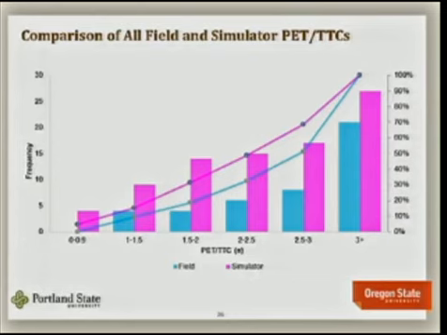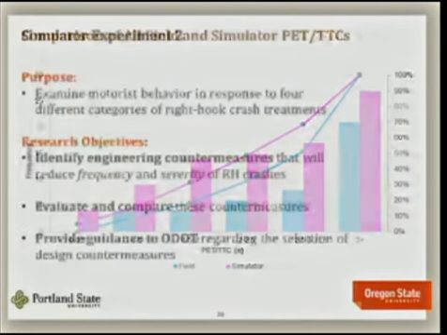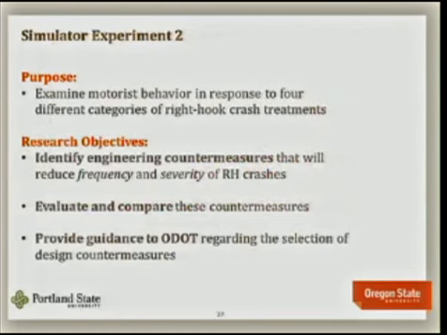So in the simulator, you see, there are more frequent observations than we saw in the field, but the shape of the distribution of those time to collision values was similar, and from our statistical tests, we determined that they were comparable. So we were quite satisfied that the behavior in the field was a good match with the behaviors in the simulator. So after that step, we moved to experiment 2.